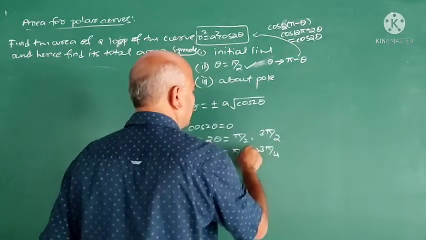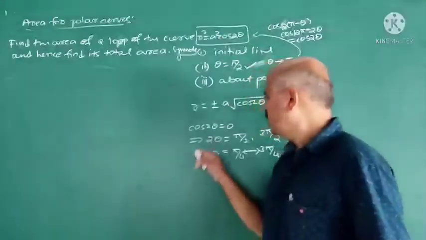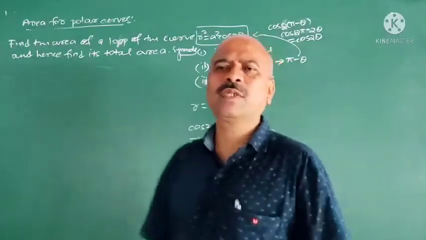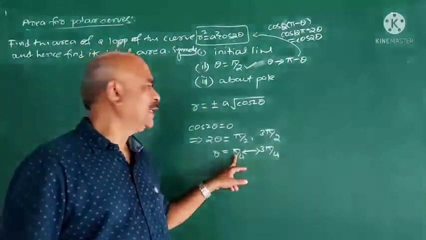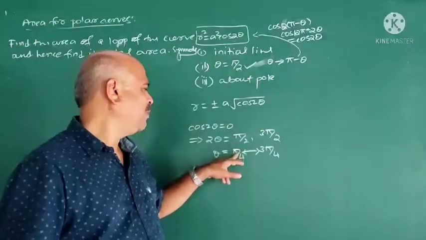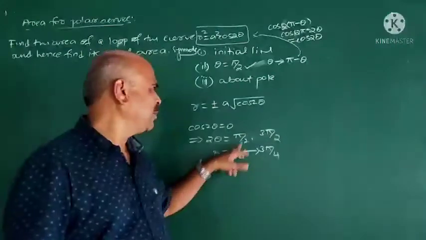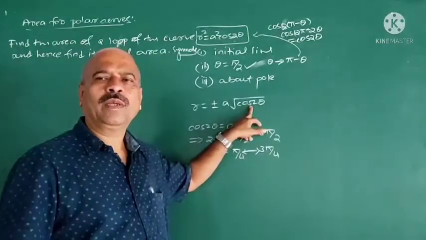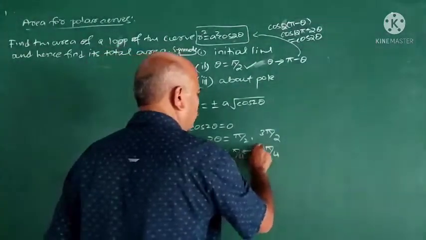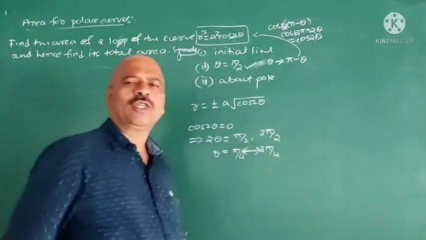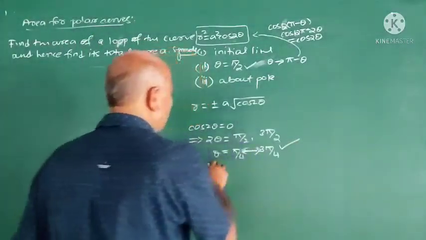In this region, pi by 4 to 3 pi by 4, cos 2 theta becomes negative because theta is greater than pi by 4, so 2 theta is greater than pi by 2, and it becomes negative. Up to 3 pi by 4 it is negative. So in this region, pi by 4 to 3 pi by 4, no portion of the curve lies.